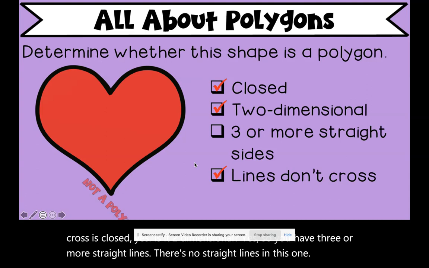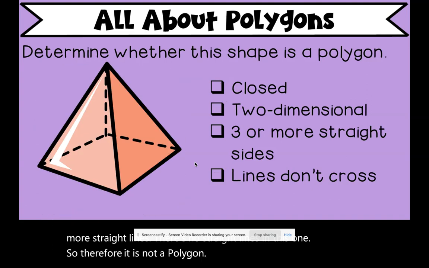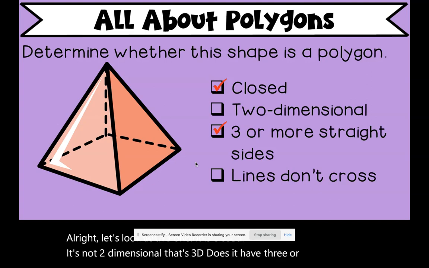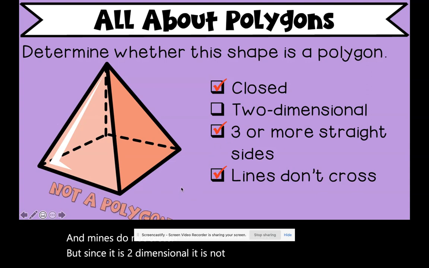So therefore, it is not a polygon. All right, let's look at this one. It is closed. It's not two-dimensional. That's 3D. Does it have three or more straight sides? It does. See those sides right there? And lines do not cross. But since it is not two-dimensional, it is not a polygon.